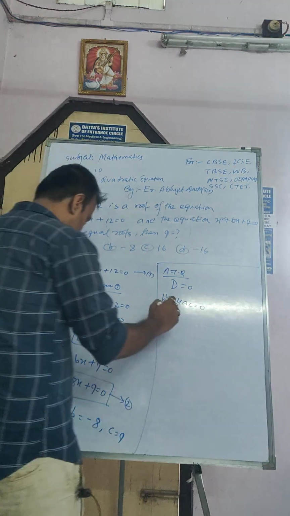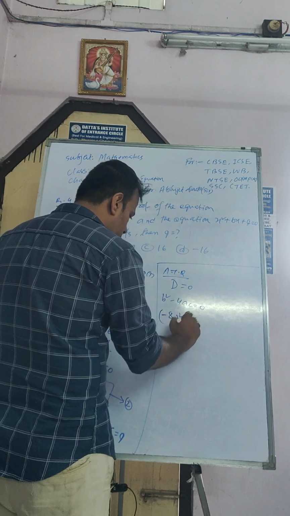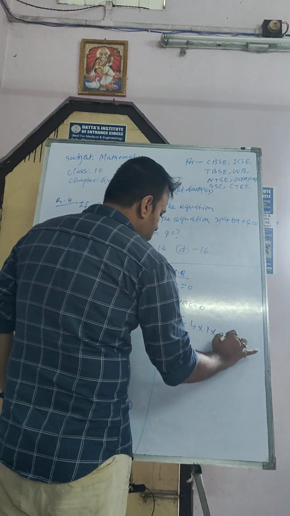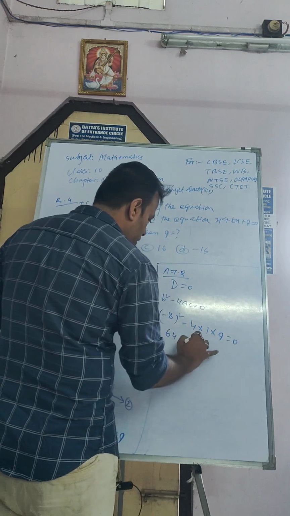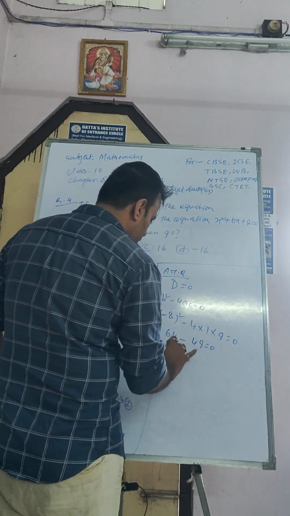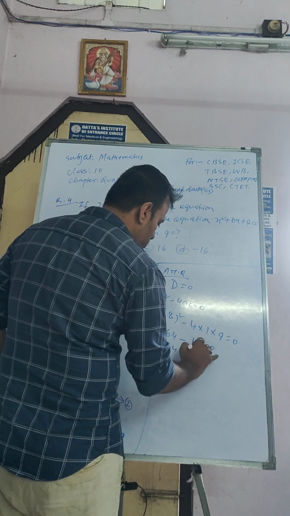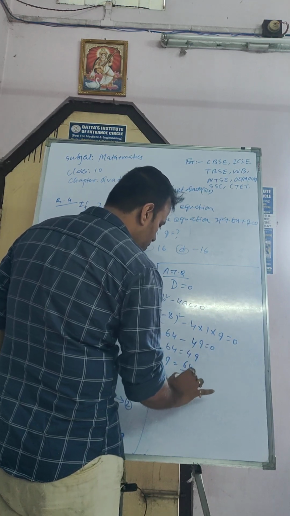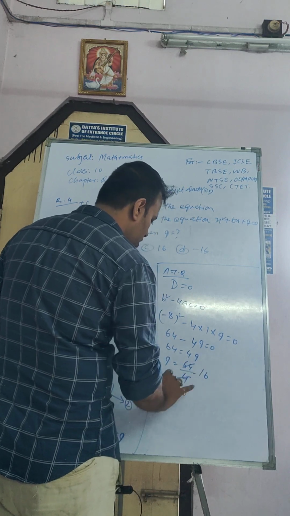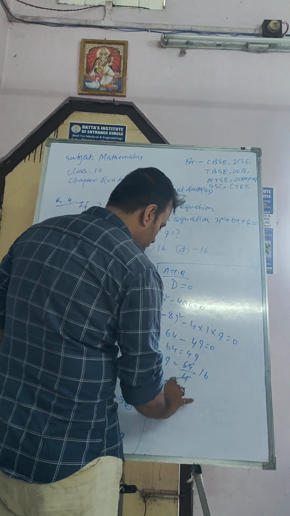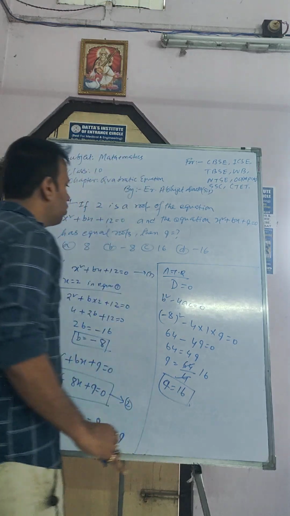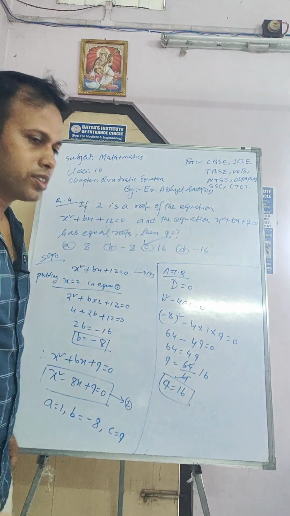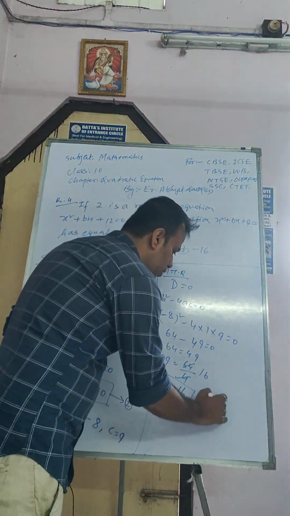Now put these values. It will be minus 8 square minus 4 into a, which is 1, into c, which is q. So 64 minus 4q is equal to 0. So 64 is equal to 4q. So q will be 64 by 4. It will be 16. So q will be 16. So which option is correct? Option C is the correct answer.